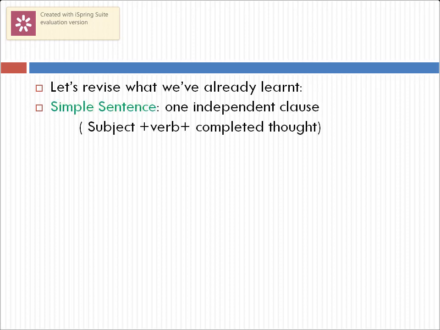Now, simple sentences are those sentences which have one independent clause. That means it has a subject, a verb, and it also has a completed thought. For example, Tom kicked the ball. The subject is Tom, kicked is a finite verb, and the sentence has a complete thought.